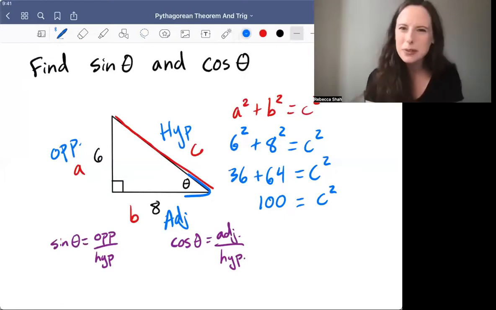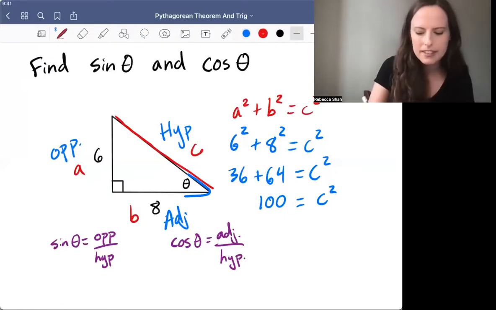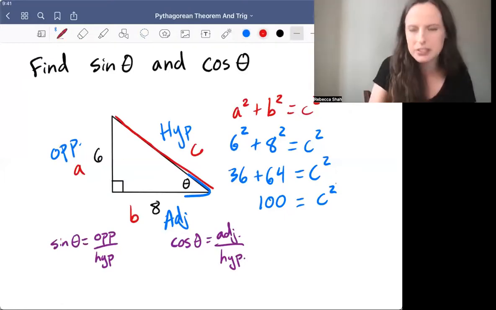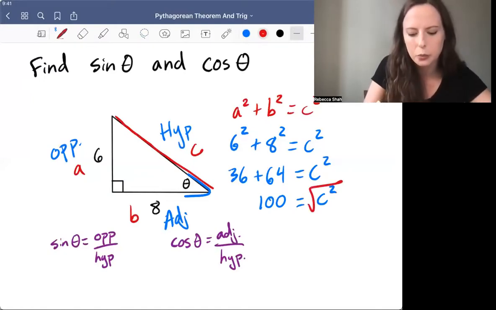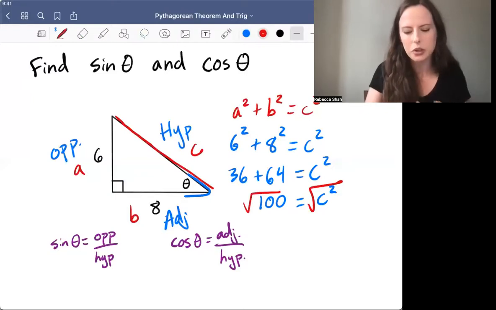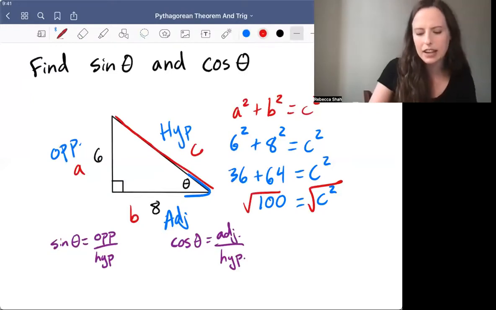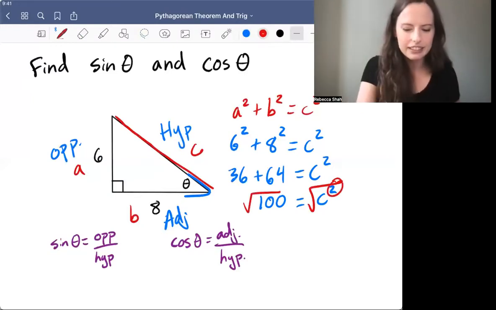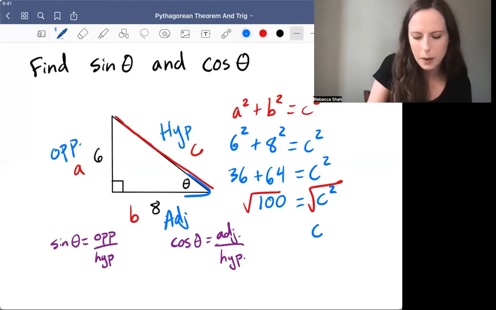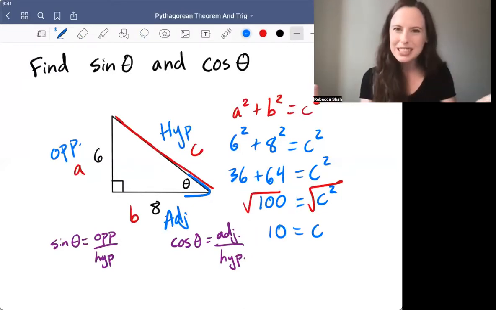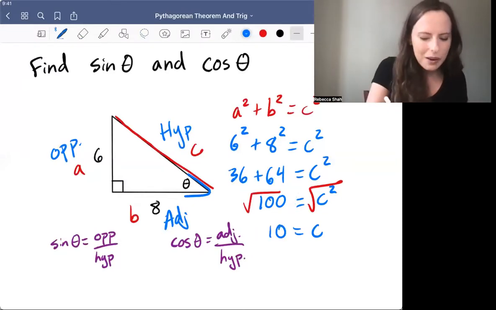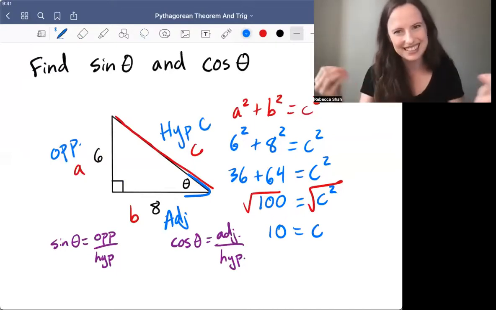Now, C is almost by itself, but to fully get it by itself, we have to undo the squared by doing the opposite and square root both sides. So the square root will cancel out the C squared and leave us with just C all by itself. That's what we want. So the square root of 100 on the other side is 10. So C equals 10. All right, so now we know all three sides of the triangle.